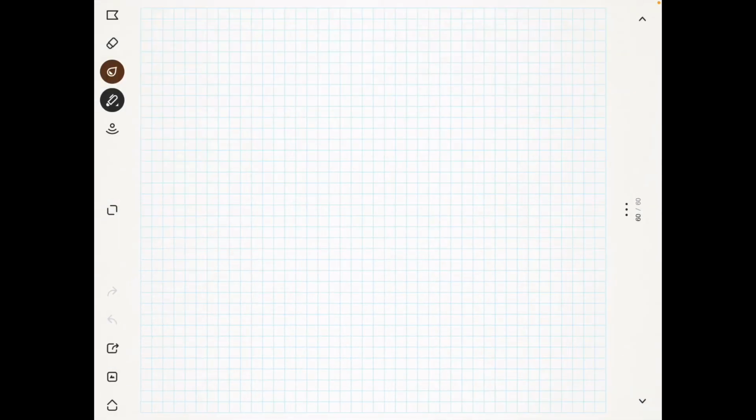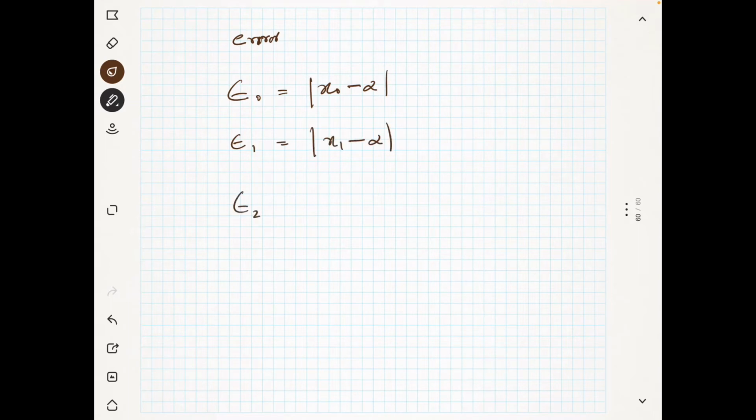So I can say that the error epsilon 0 is equal to x0 minus alpha. Then the error, if you take the magnitude of the error, you can say like this. Okay, then the error, this is nothing but x1 minus alpha, and this is nothing but x2 minus alpha.